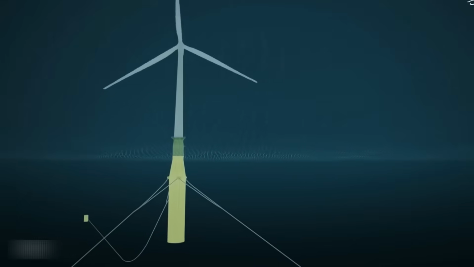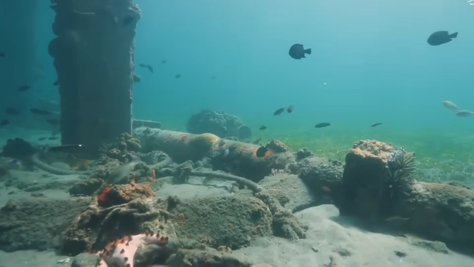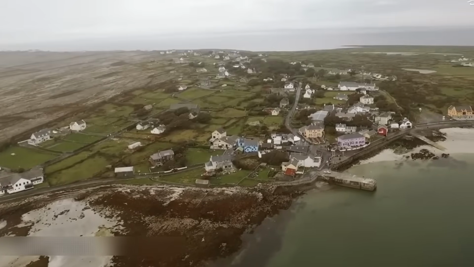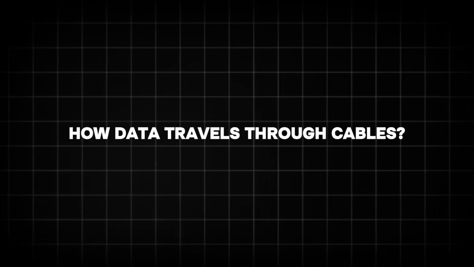These cables are strategically routed to avoid earthquakes, undersea volcanoes, and other hazards, although accidents can still occur. When a cable is damaged, repair ships must locate the break, lift the damaged section, and replace it, a process that can take days or even weeks depending on location and weather conditions. How data travels through cables.